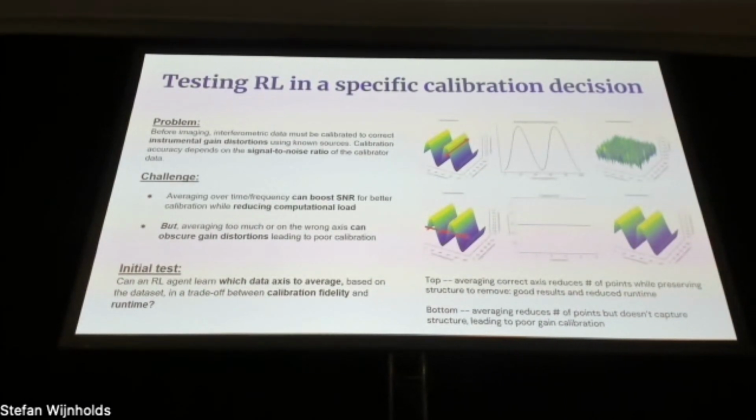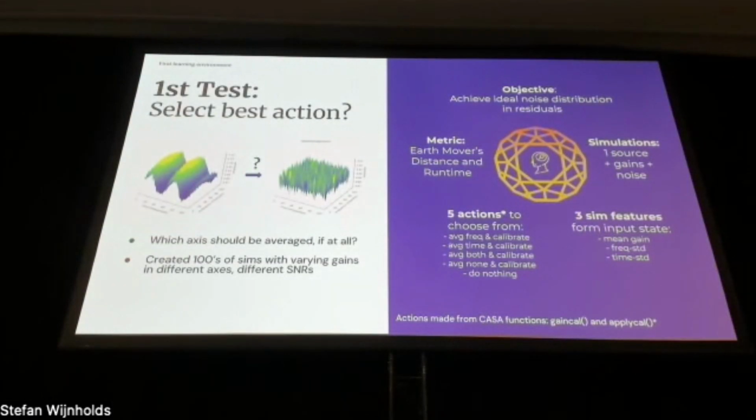So the first test was, in short, can the agent learn to transform something like this into something like this? Which axis should be averaged, if any? To do this, we created hundreds of simulations like this, and we varied the gain signals in different axes and different signal to noise ratios. This is the environment that we let the agent play in. The objective that we gave it was, can it achieve ideal noise distribution in the residuals? The simulations we gave it had a point source at the phase center. We added gains and then noise.